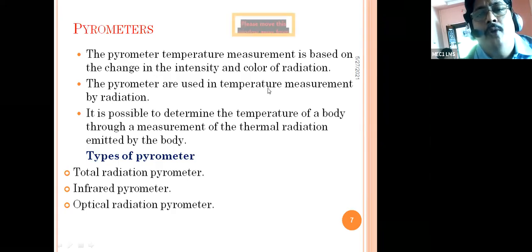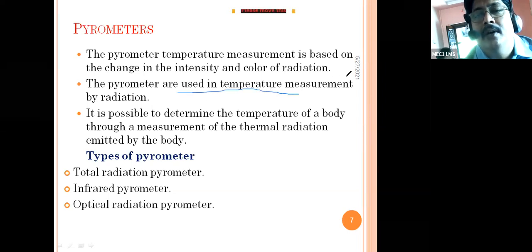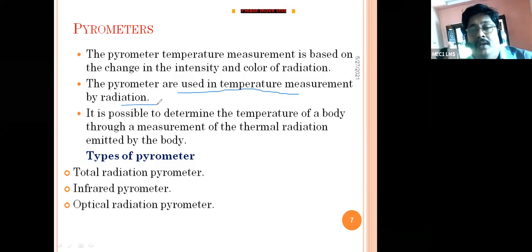Here, the pyrometer is used. If you see here, pyrometers are used in temperature measurement by radiations. Here, the radiation falls on your body. Thereby, what happens? There will be a change in the resistance of that particular body. Once there is a change in the resistance, it means there is a temperature variation. That temperature we can measure with the help of the pyrometers.